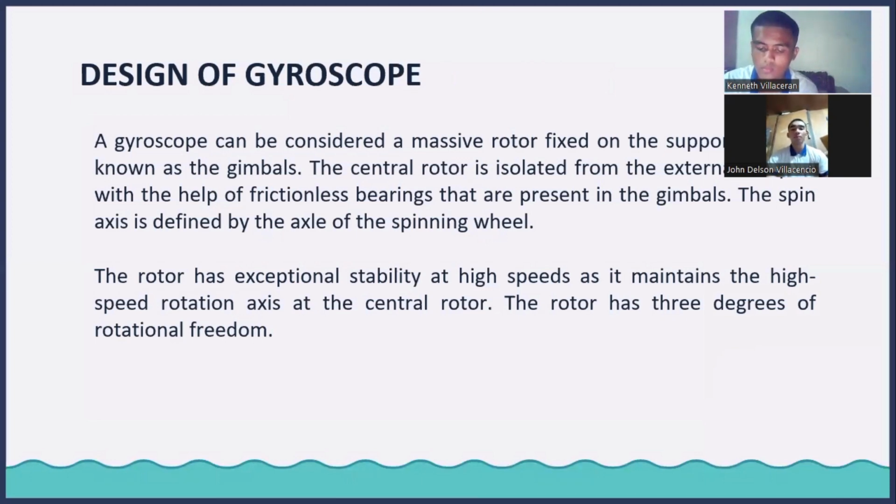Design of a gyroscope. A gyroscope can be considered a massive rotor fixed on supporting rings known as the gimbals. The center rotor is isolated from the external torques with the help of frictionless bearings that are present in the gimbals. The spin axis is defined by the axle of the spinning wheel. The rotor has exceptional stability at high speed as it maintains the speed of rotation at the central rotor. The rotor has 3 degrees of rotational freedom.